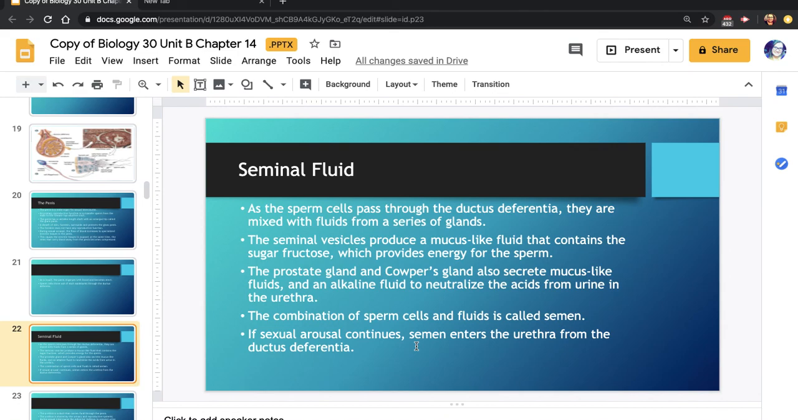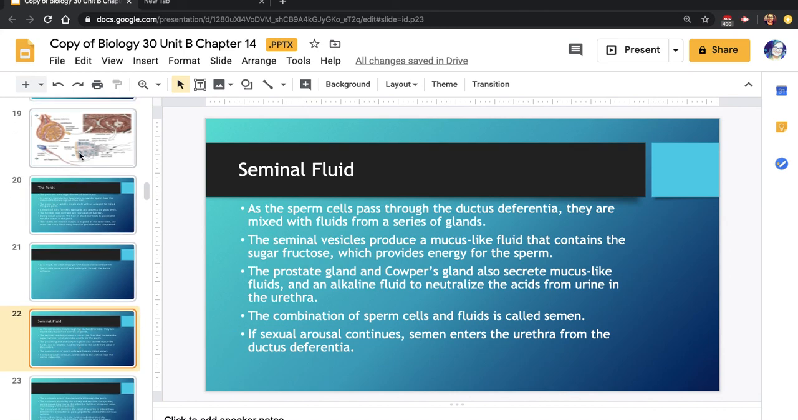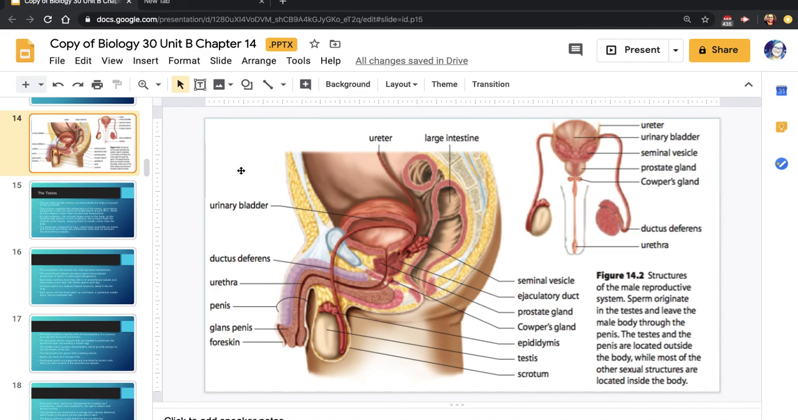Also, those fluids are really important when the sperm gets into the female because the vagina is a very acidic area as well. So it helps to neutralize that so the sperm can make it into the female's reproductive tract. This culmination is all called semen, and if sexual arousal continues, semen enters the urethra from the ductus deferentia. So if they continue to be sexually aroused, then it'll finally move from here and out.